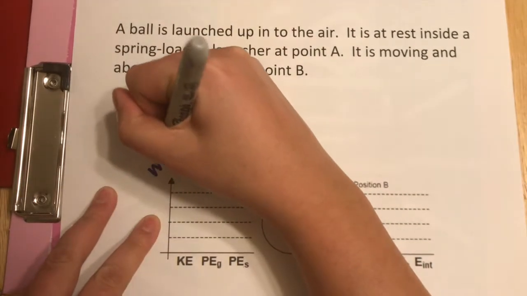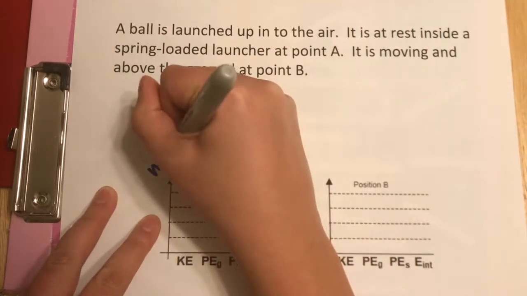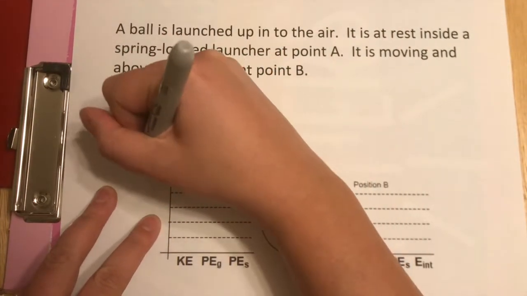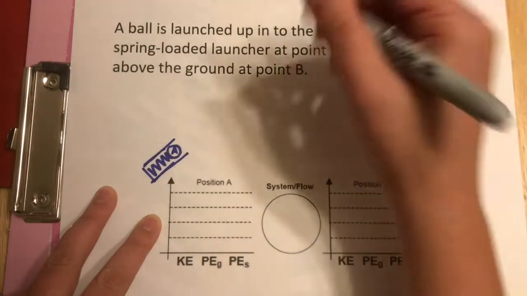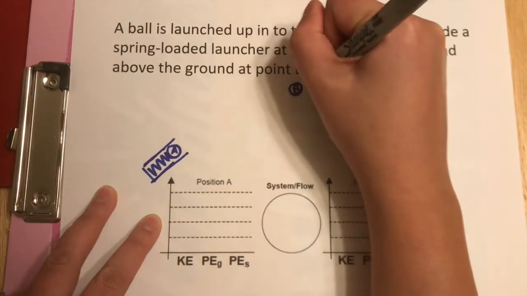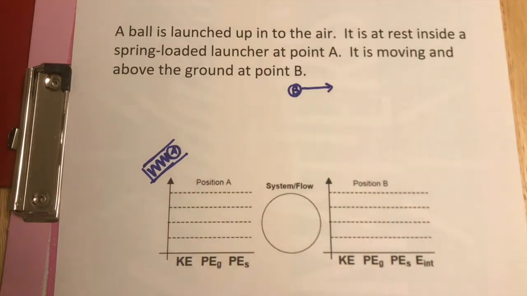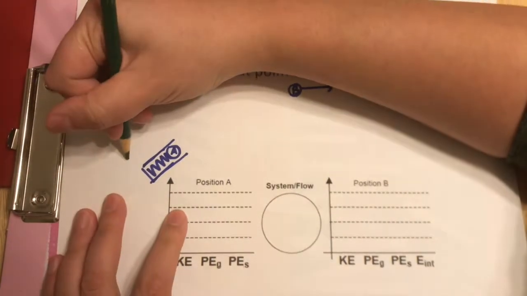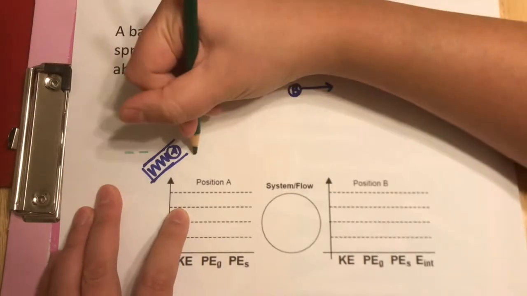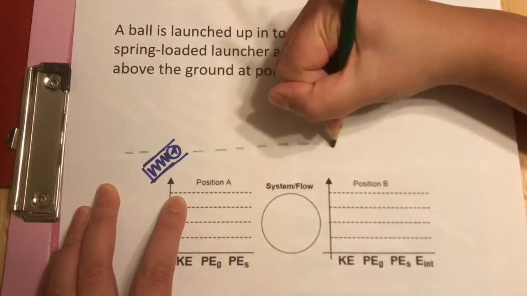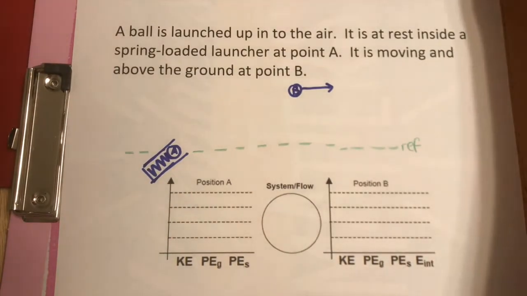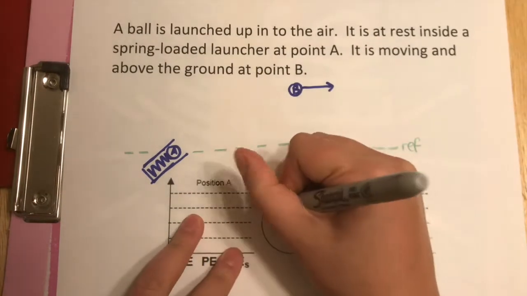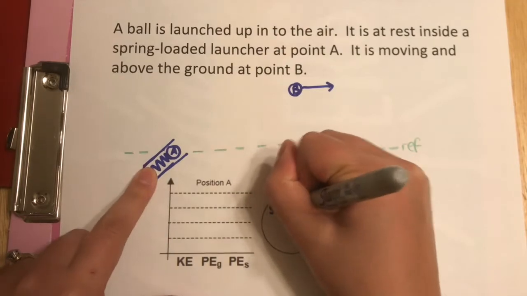All right, in this problem, I've got a ball launched up into the air. It's at rest inside a spring-loaded launcher at point A. It's moving and above the ground at point B, something like this. So first, let's define our reference line as being exactly at point A. That allows us to have 0 gravitational potential energy to start. We would say that the height of A above the ground is 0.